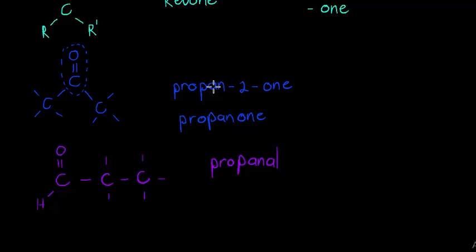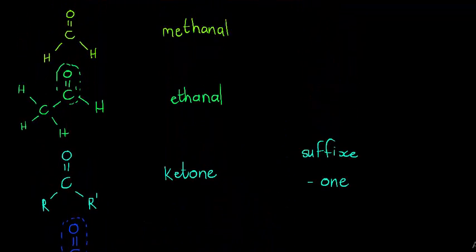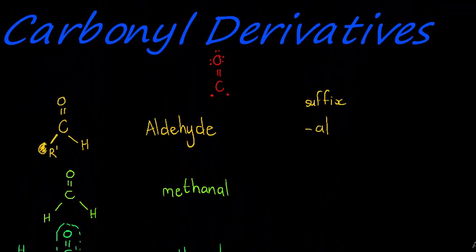So the only way in which to write propanone, propan-2-one, is propanone. In other words, there's only one way in which it can happen, so you don't have to write that 2, although writing it doesn't make it wrong. Okay, so there we go with the first 2 carbonyl derivatives.